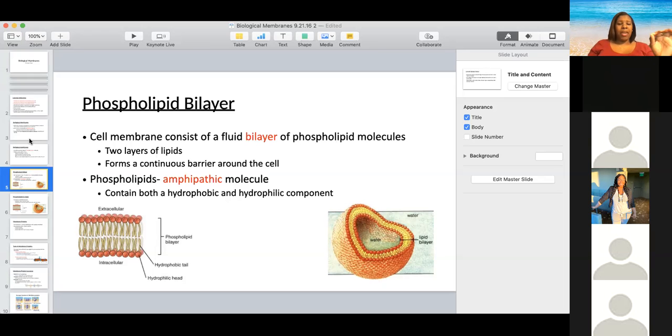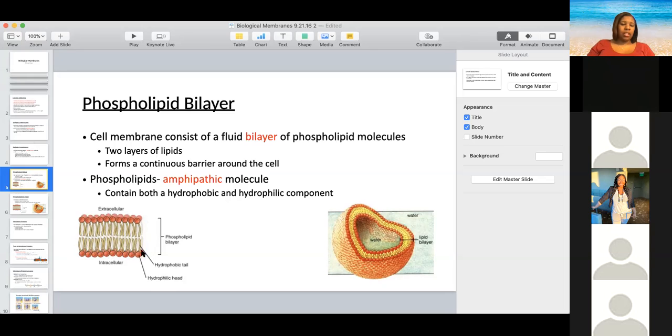An amphipathic molecule is a very unique molecule that has both hydrophobic and hydrophilic components. If we look at this structure right here, this single molecule is a phospholipid. It has a head region and a tail region, and we'll look at it in a little bit more detail in just a second.